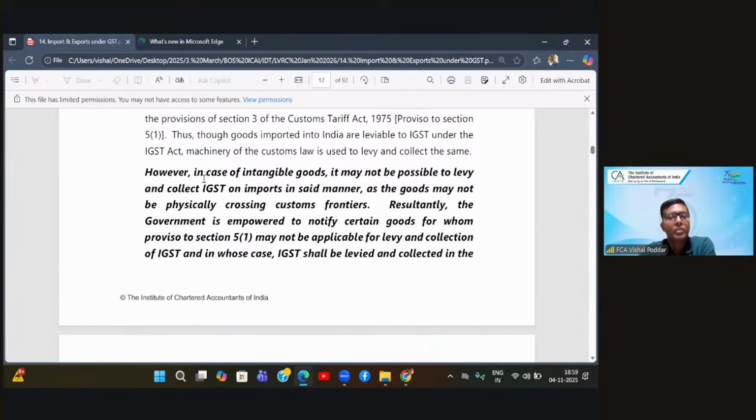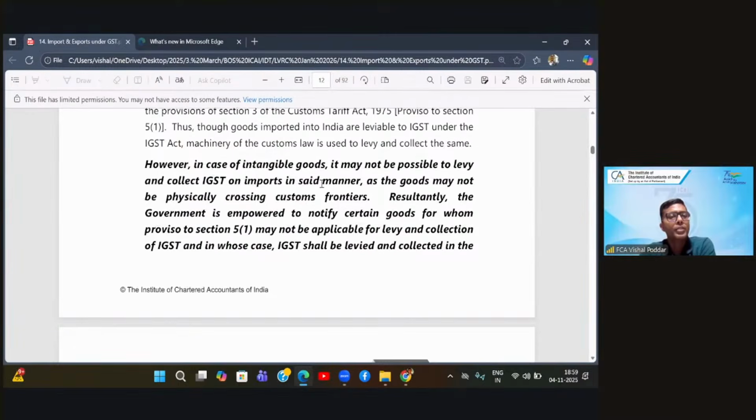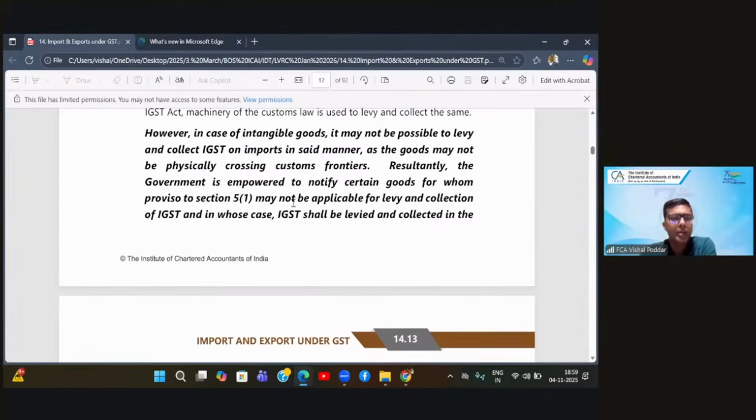In case of intangible goods, it may not be possible to levy and collect IGST on imports in the said manner. Said manner means as per the customs law, as the goods may not be physically crossing the customs barriers, because you transfer intangible assets by signing contracts and agreements. That's it, and registering them in your name.